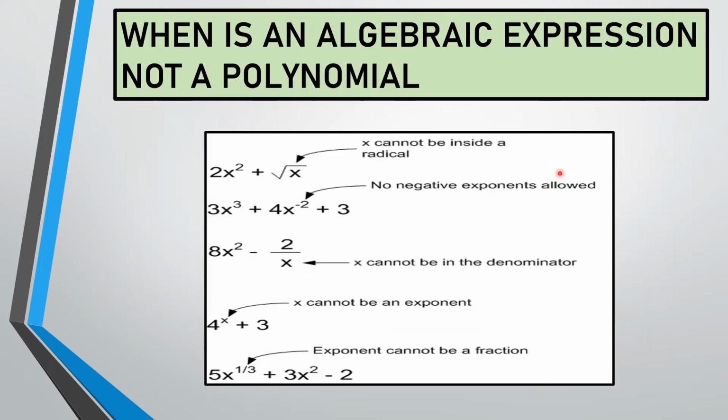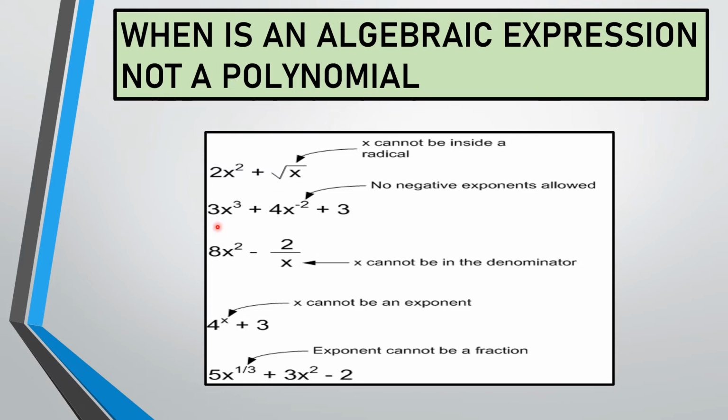Now, do you think all the algebraic expressions are polynomials? No, that is not the case. So let us see when an algebraic expression is not a polynomial. If you take this one example, 2x square plus square root of x, if you have variables inside the radical or inside the root, square root, cube root, something like that, then that expression is not a polynomial. When you take 2x square plus 2 plus root x, here x is x to the power of 1 by 2. So the power of a variable cannot be a fraction in a polynomial.